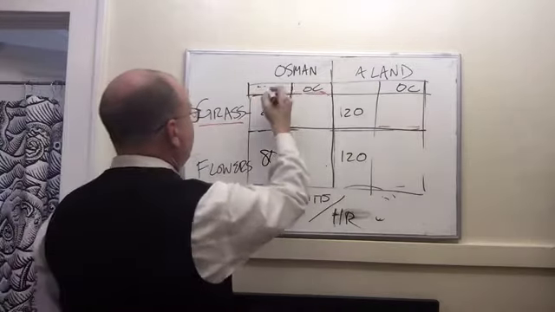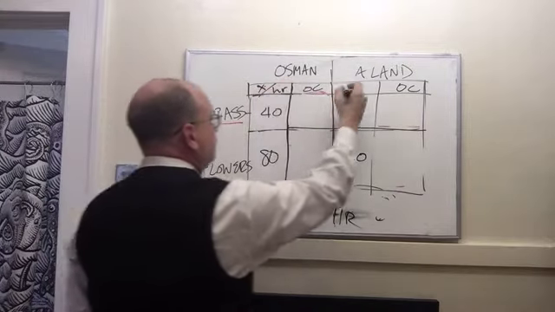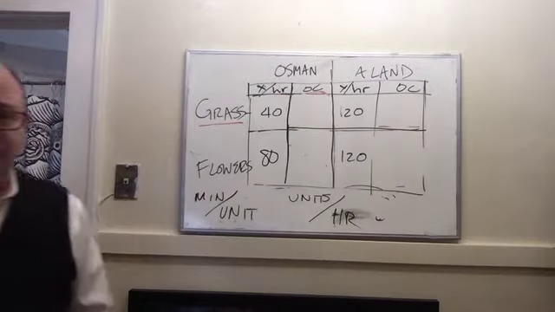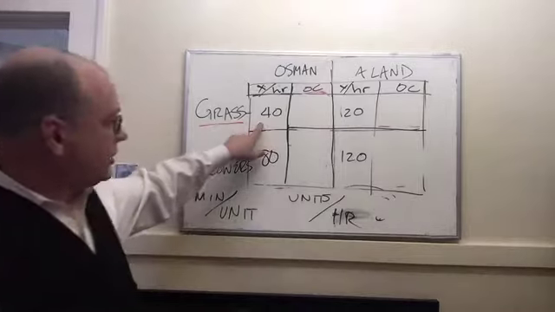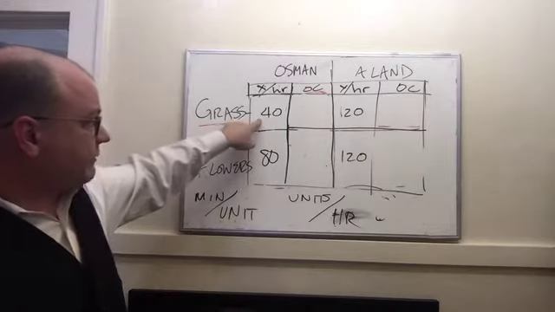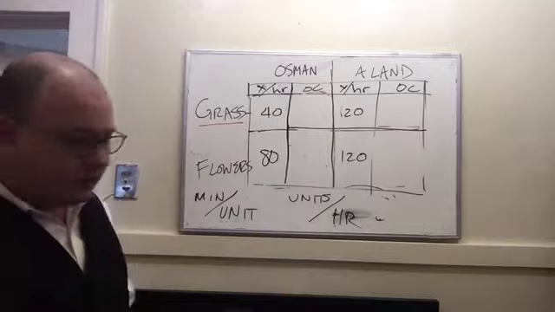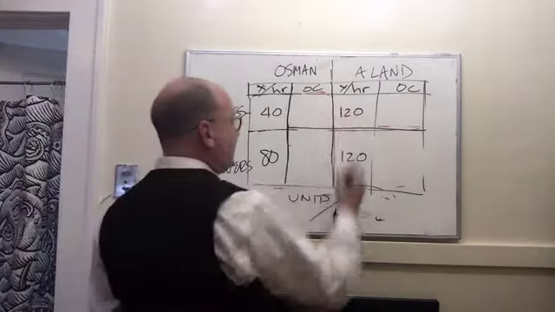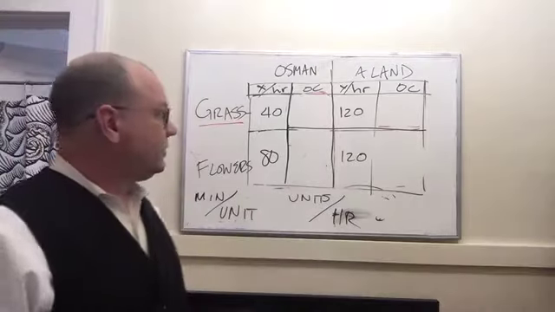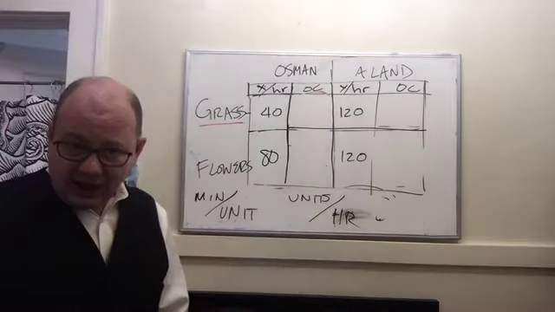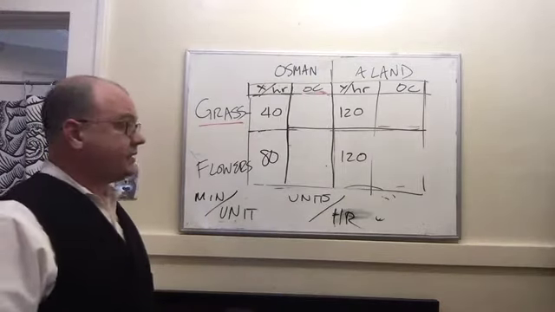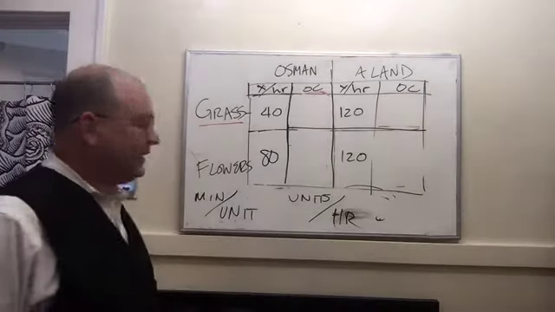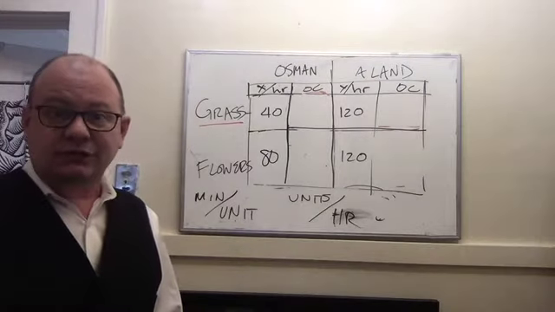So in the course of an hour, how many grasses do they each do? In this case, Kak Osman takes care of 40 grasses and 80 flowers. Kak Aland takes care of 120 grasses and 120 flowers. It turns out in this instance, as I've drawn this, Aland has the absolute advantage. He's better at everything than Kak Osman. So clearly they shouldn't specialize and trade.